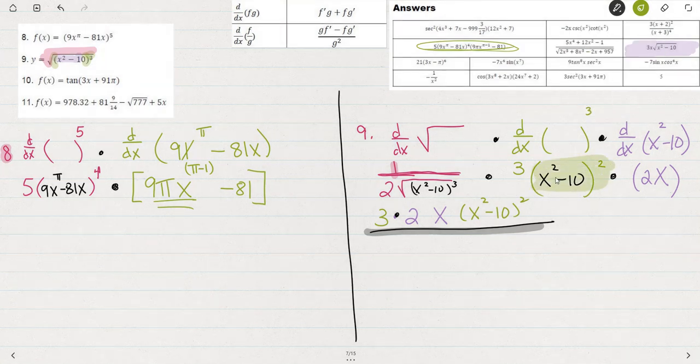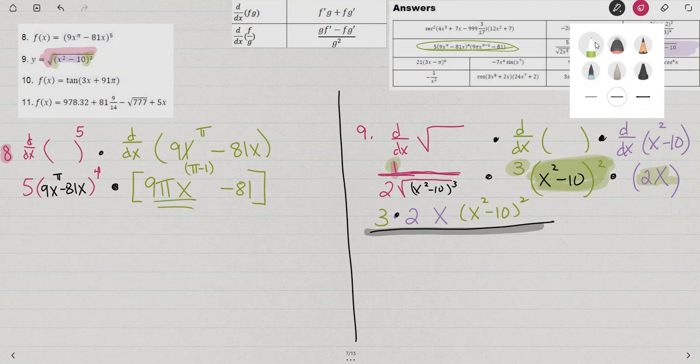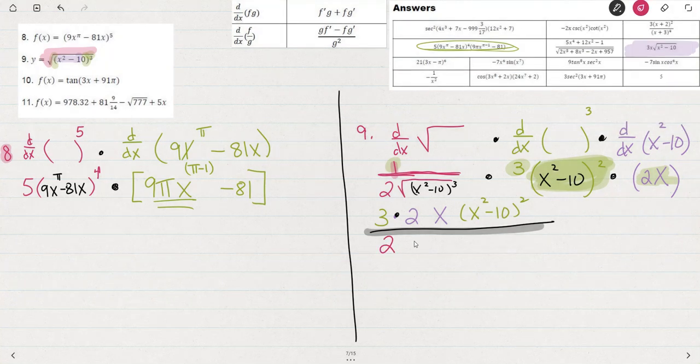Let's make sure we've got all the numerators. I don't need to bother about this 1, but we've got the 3, and then we've got this x squared minus 10 squared, and we've got our purple 2x. In the denominator, we've got a 2, and we've got this square root of x squared minus 10 cubed.